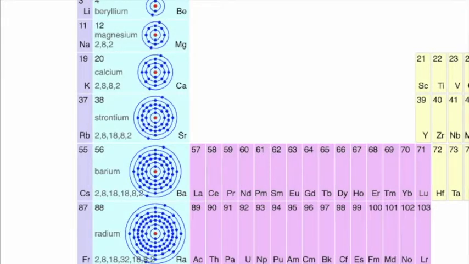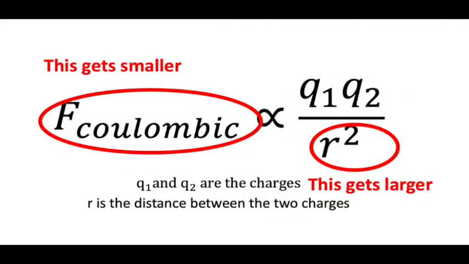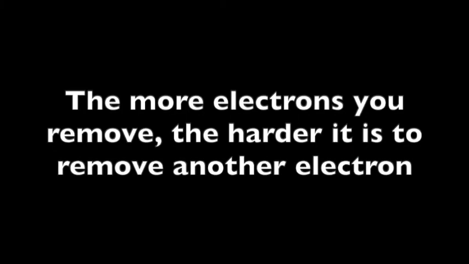It's easier to remove an electron from a large atom than it is from a small one. And that's because the farther an electron gets from the nucleus, the more loosely bound it is, the lower that Coulombic force. Now, the more electrons you try to remove, the harder it is to remove another electron.